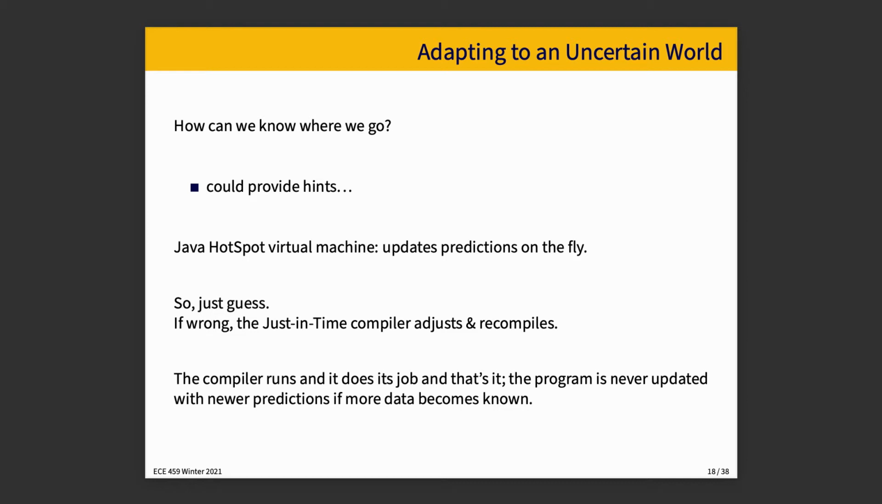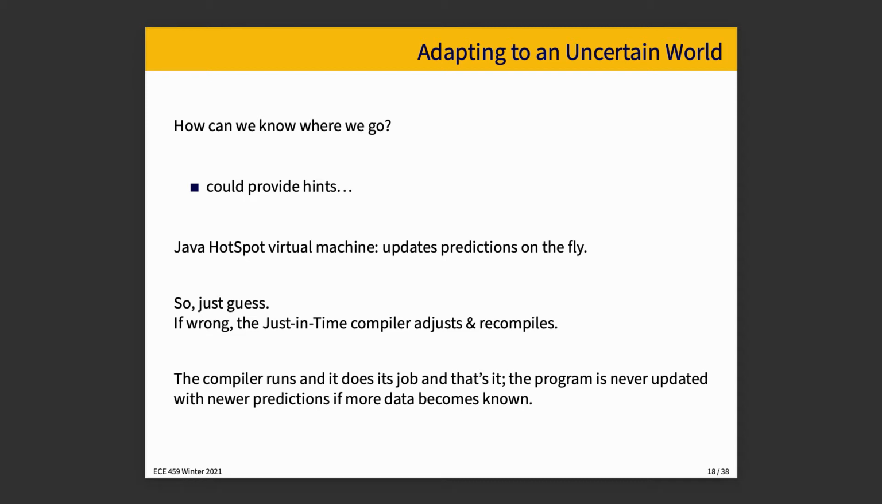One of them is we could provide hints, where we could say, I think this is likely, or I think that's unlikely. We've covered already the idea that hints are not always a good idea, even if you're pretty sure you're right. Number two, we've said, well, the Java HotSpot virtual machine updates its predictions on the fly, and if the initial prediction is wrong, the just-in-time compiler notices that, and it adjusts accordingly.